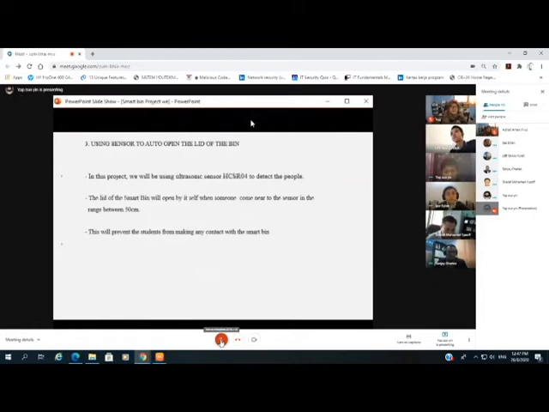Okay, then it's number three, using sensor to auto open. Wonderful, that's good. This is how you avoid them having direct contact with the bin. Okay, but this one, when we talk about user, right? Dia ada berapa jenis user? We have two types of users here.